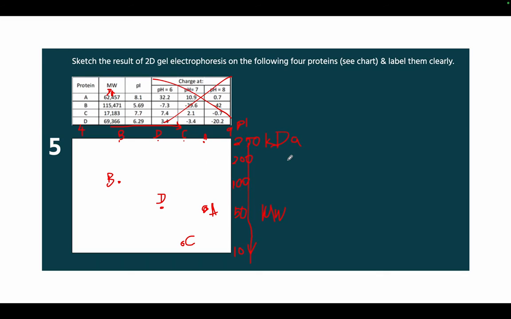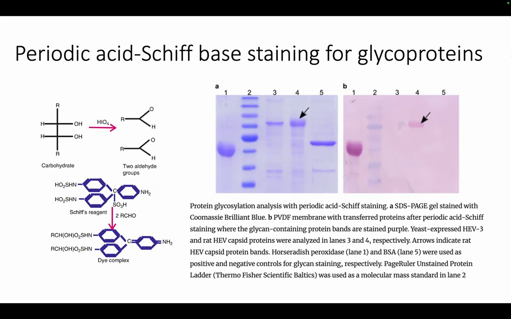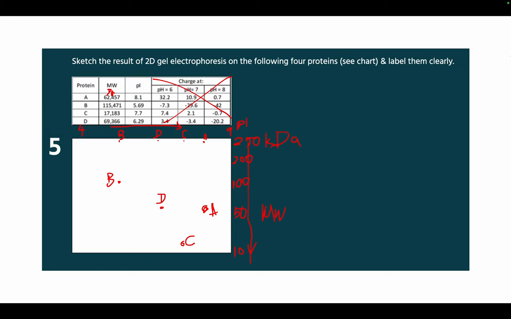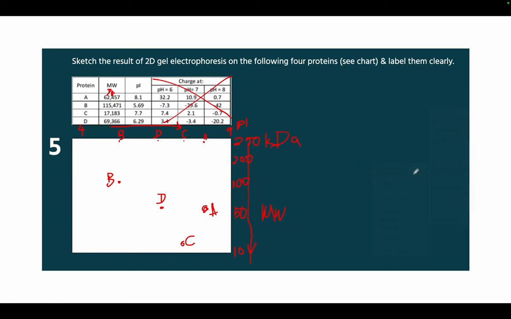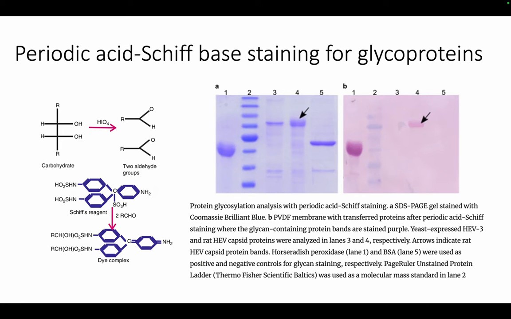I think after we've gone through the same concept so many times, this is a fairly straightforward problem for us to solve. So I hope this concept of 2D gel electrophoresis is clear to everyone. If it is, I'll just quickly go over some other concepts which Sir covered in his lecture this week.